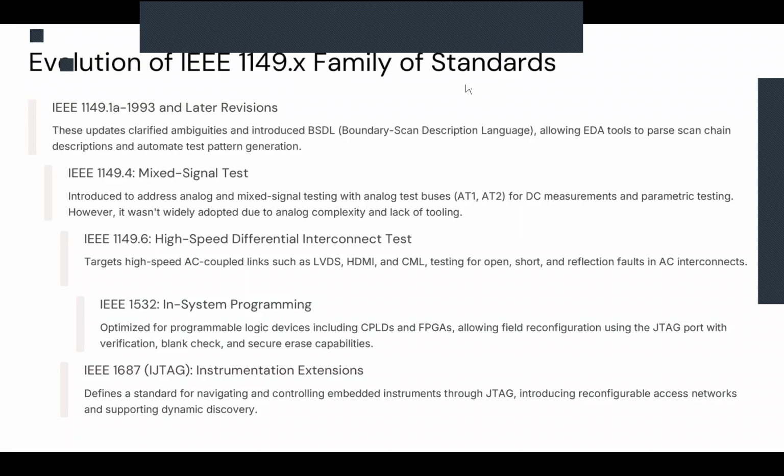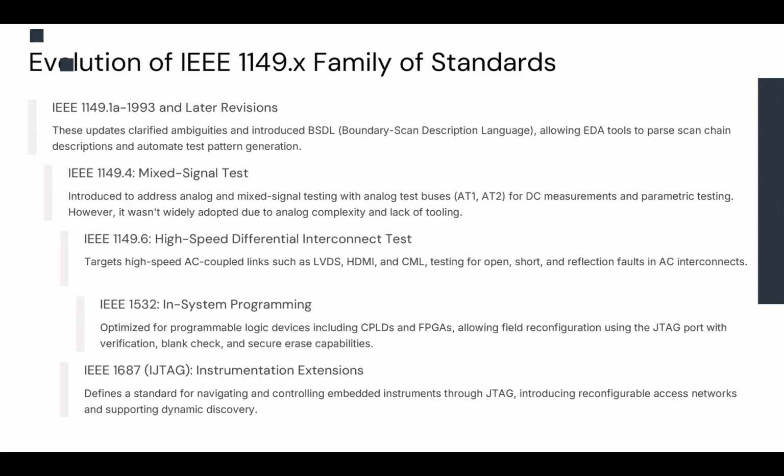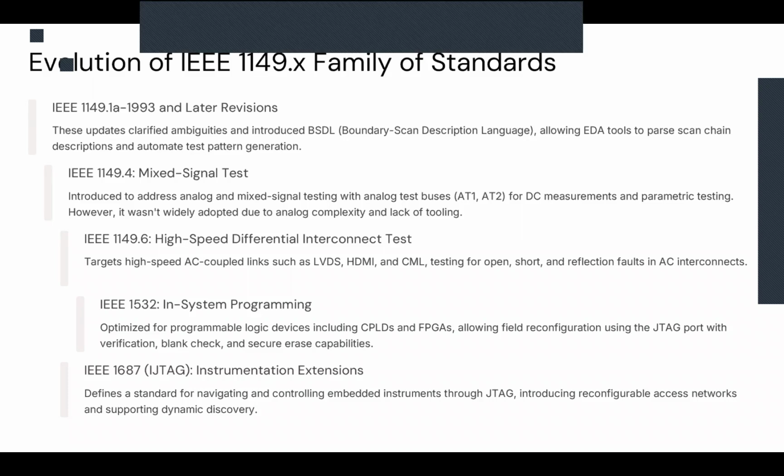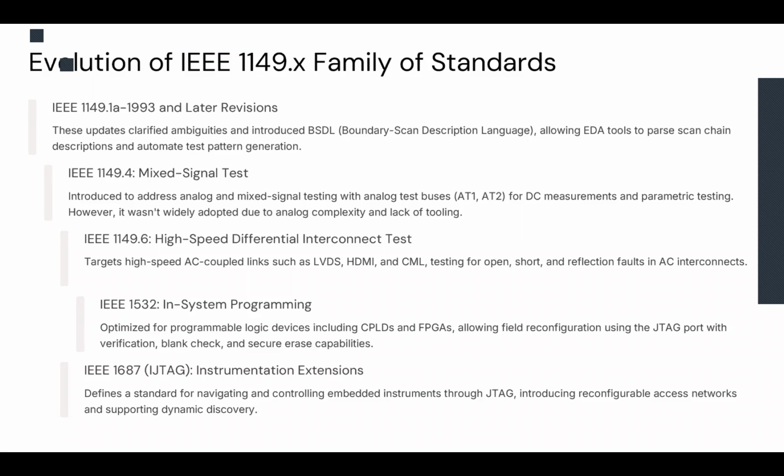We have part 6, which is high-speed differential interconnect testing, which addresses a specific problem: traditional JTAG cannot test high-speed differential links like LVDS or HDMI because these links are AC coupled. So the standard adds new logic elements that can generate and detect special test patterns on AC coupled lines. We have the IEEE 1532, which is the in-system programming standard, developed to apply a standard in-system programming of programmable logic devices, like FPGAs and CPLDs.